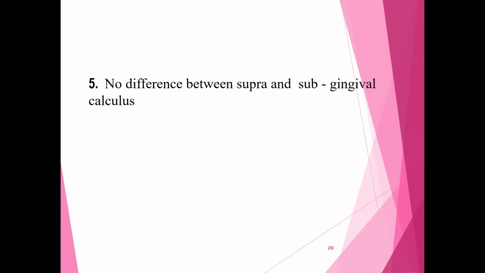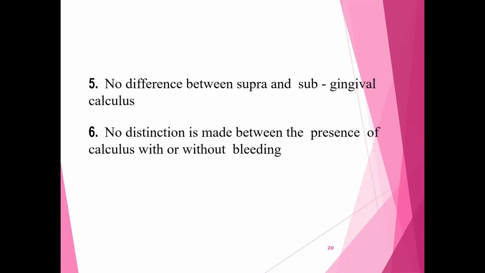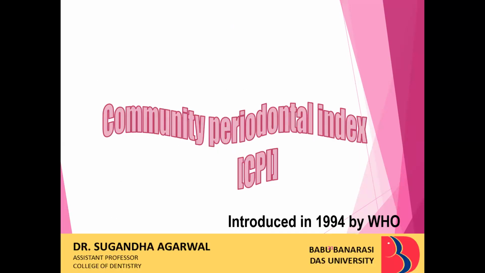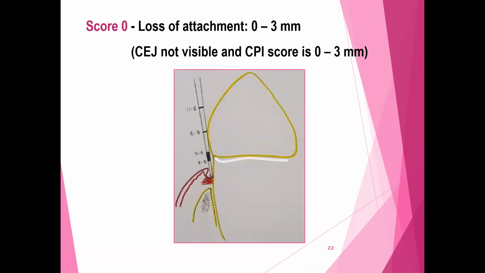No difference between supra and subgingival calculus. No distinction is made between the presence of calculus with or without bleeding. Validity of the CPITN index as a measure of the amount of periodontal care needed has not been demonstrated. Now, what is community periodontal index?